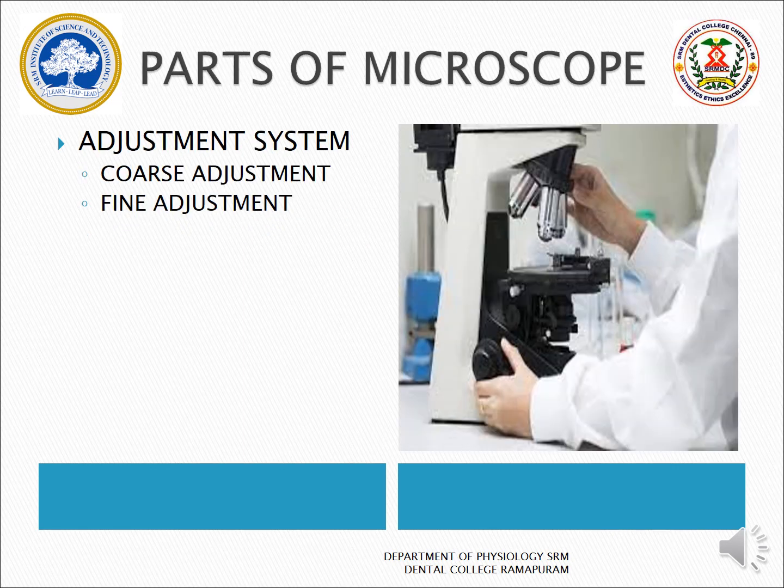The next is your adjustment system. The adjustment system is the final one, where you adjust to view the cells clearly. You have two kinds of adjustments. One is the coarse adjustment, another is the fine adjustment. The coarse adjustment is present to get a clear picture of where the image is. The fine adjustment is to get a clear and fine picture, to see a proper colored image. This we call the adjustment system.